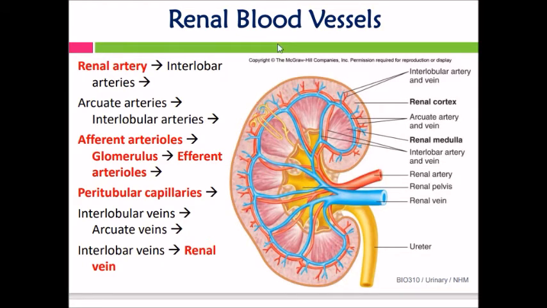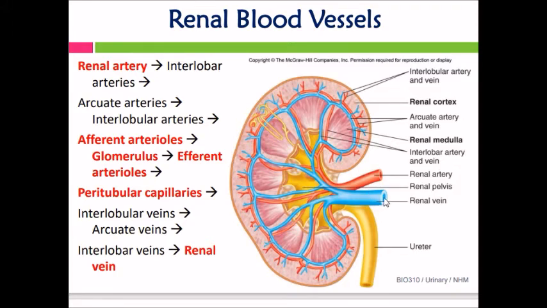Of course, inside the kidney itself, they have their own blood vessels, because the kidneys are also organs that need oxygen and need to diffuse out carbon dioxide, right?